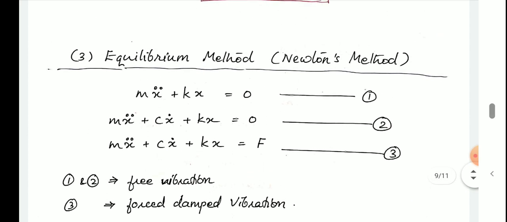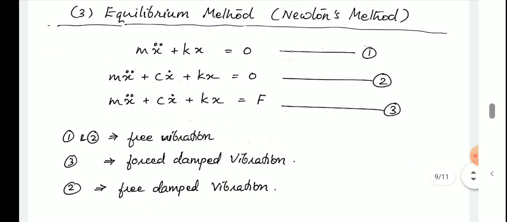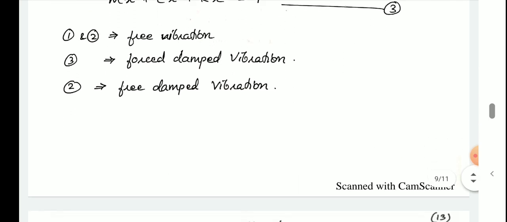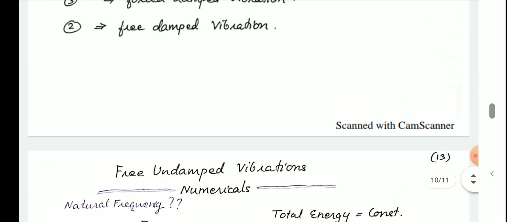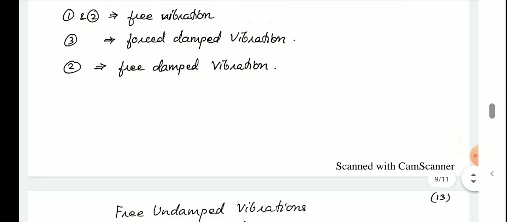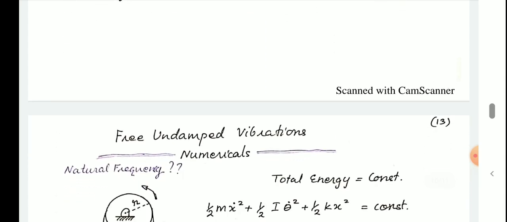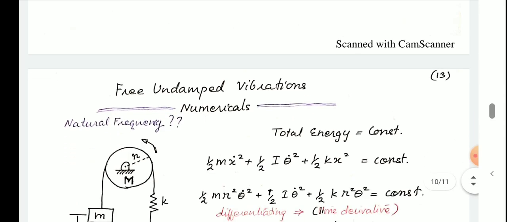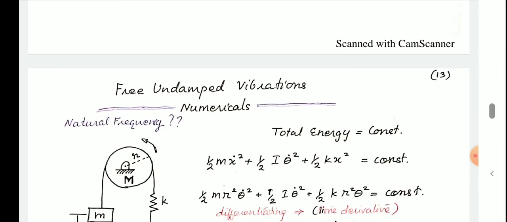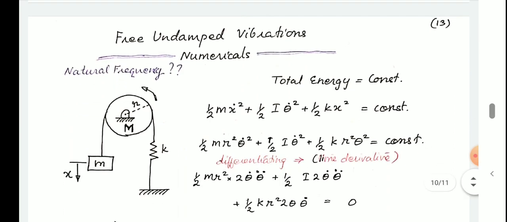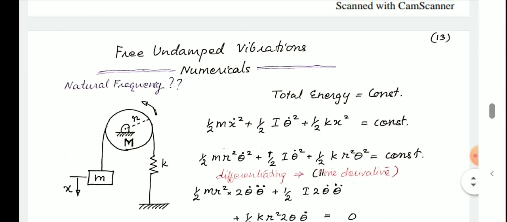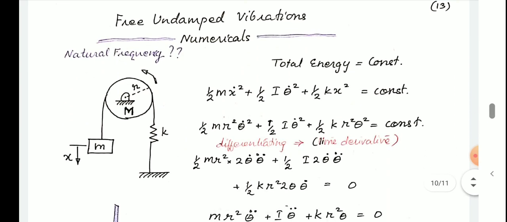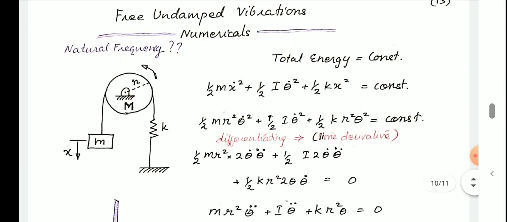For the time being, equilibrium method means we are arriving at these three kinds of governing equations. Now, to clearly understand the methods used for arriving at the natural frequency, let us look into two sample examples. The best method which can be used to solve problems is the energy method.